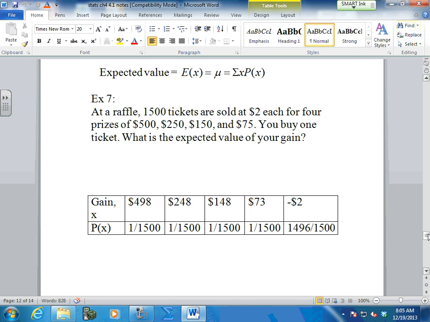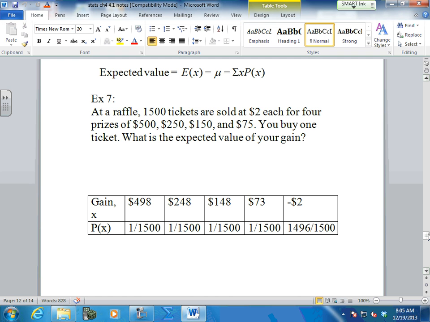This field in itself, if you go into statistics, expected value is a very major part of statistics. We hit like this little tip of the iceberg in expected value. But if you're going to be a statistician, expected value is one of your major topics.